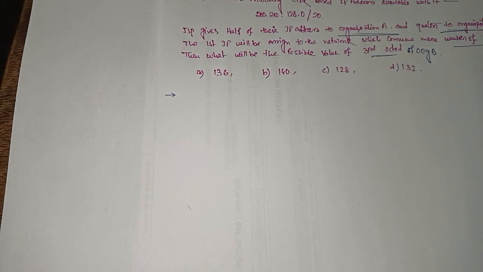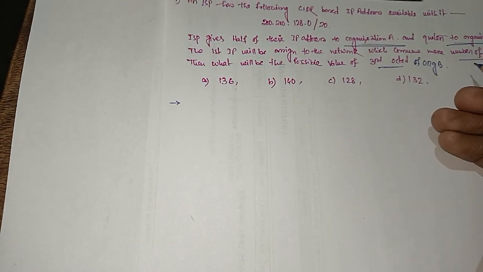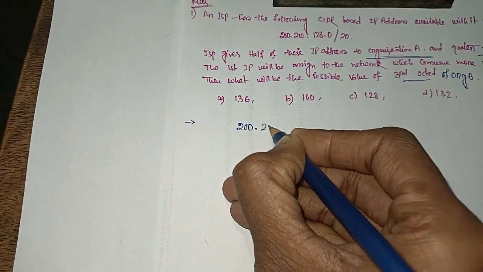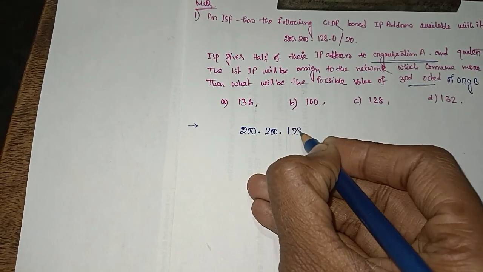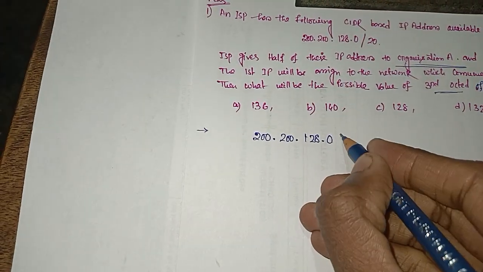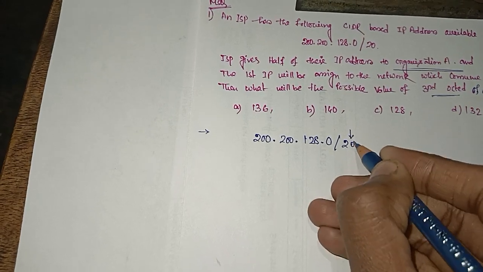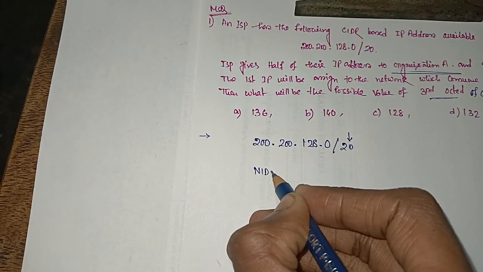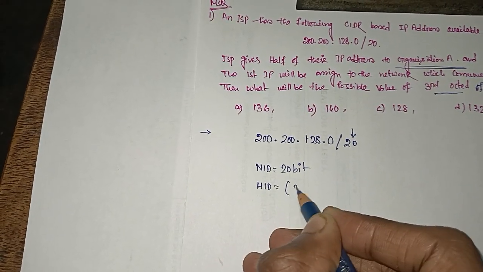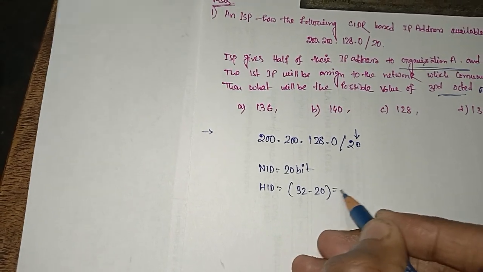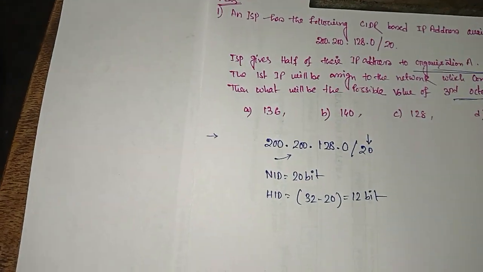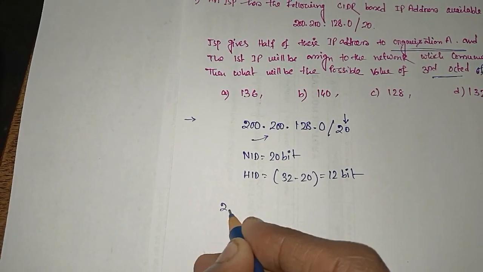So we have to check the possible values of the third octet of organization B. For that, we have to check that this is classless IP addressing, 200.200.128.0. For /20, this is the network ID part, so the network ID is 20 bits. The host ID part is 32 minus 20, which means 12 bits. So we have to break it down.